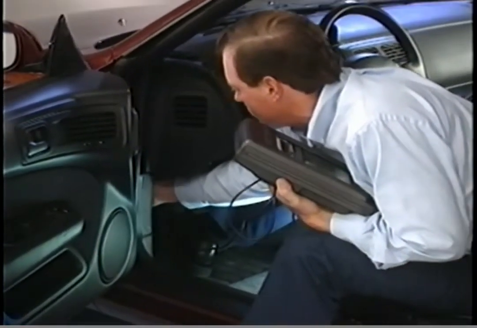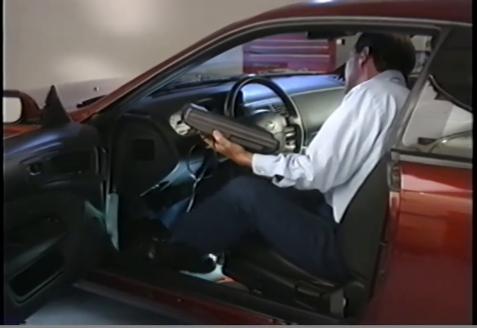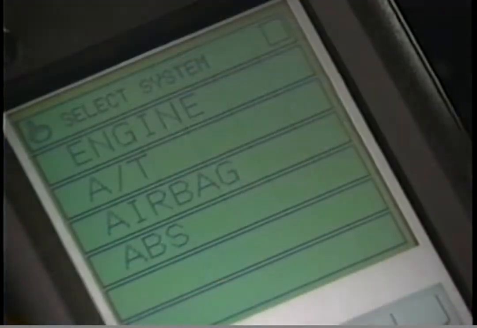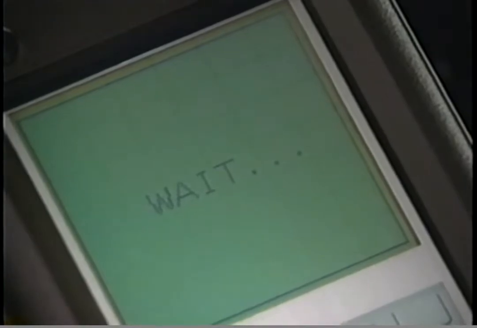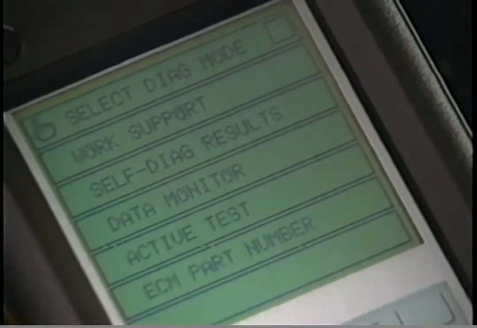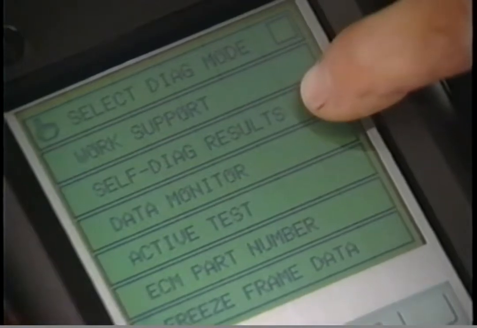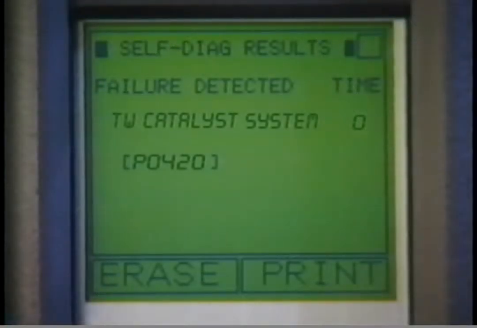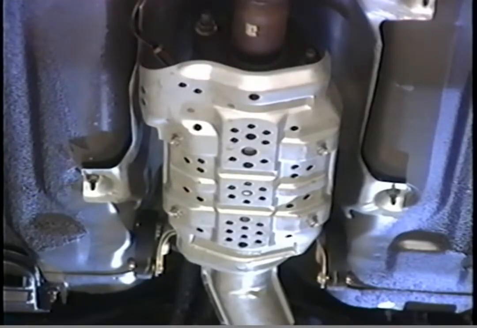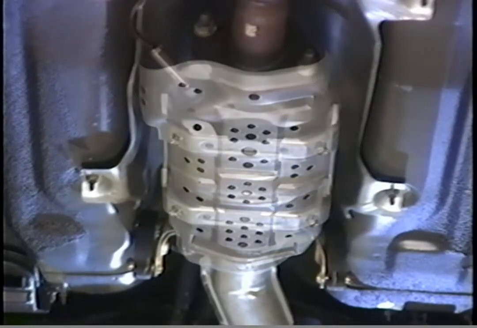Let's look at an example of how to use Consult to diagnose and repair an emission system malfunction which was signaled by the MIL. To isolate the malfunction, connect Consult, touch Engine, then touch Self-Diagnostic Results. From the standardized DTC of P0420, we find the catalytic converter has deteriorated to a point where it no longer meets emission standards.